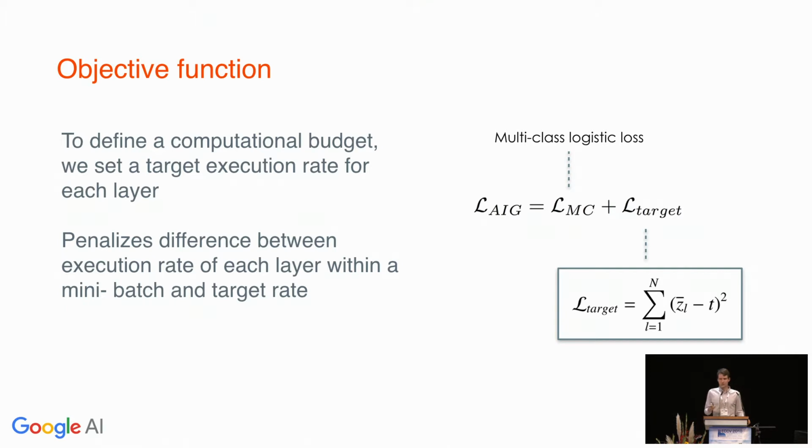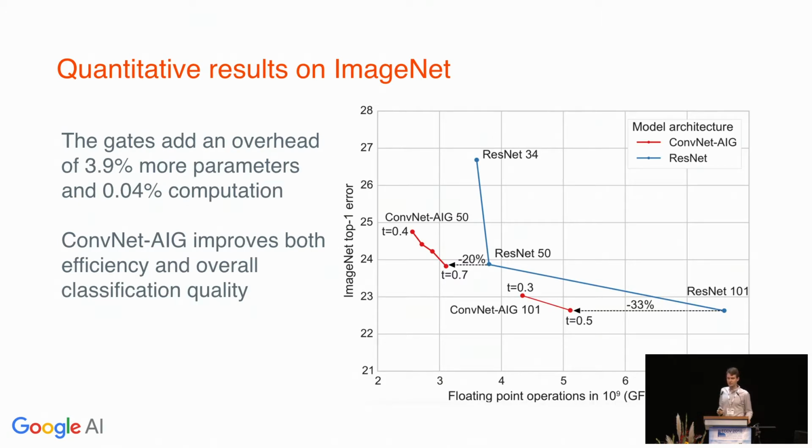OK, that's for the technical details. Let's look at the results. Let's start with the quantitative results. So this is on ImageNet. On the x-axis here, I show the computational complexity in gigaflops. On the y-axis, we have the ImageNet top 1 classification accuracy, or I think it's the error. In blue, we can see the ResNet baselines. So we have a small ResNet 50, and then a medium-sized ResNet 101. And then here we can see the adaptive versions of it with different target rates.